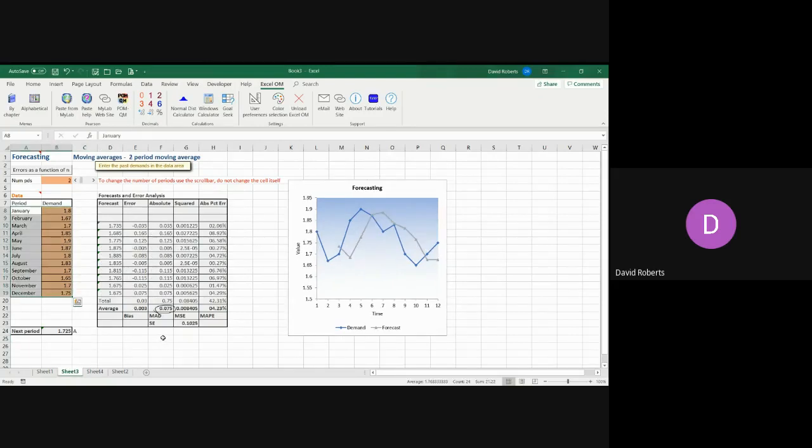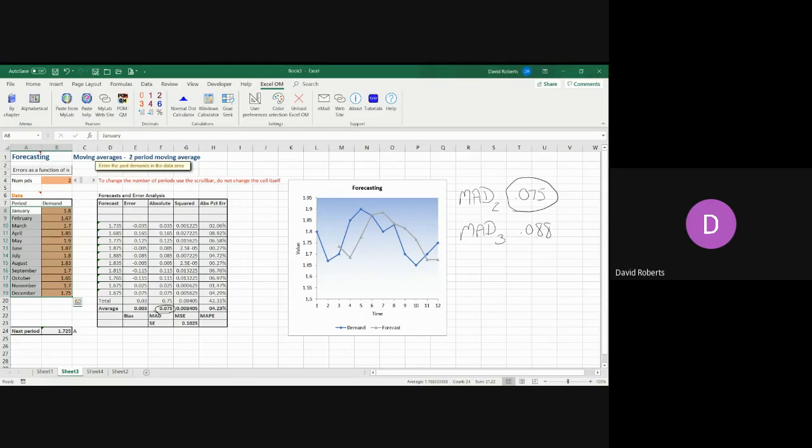So in this particular case, the MAD for the 2 periods is 0.075. The MAD for the 3-month moving average is 0.088, and less error with the 2-month, right?